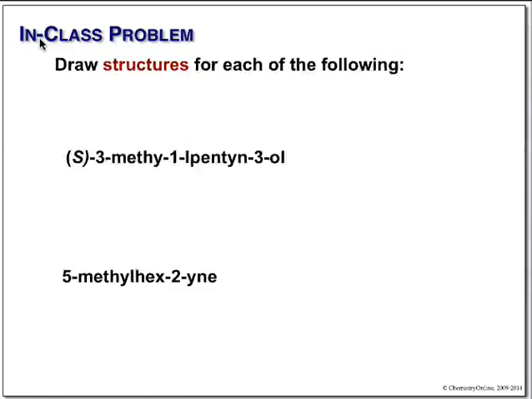Putting these together, here's our 5-carbon chain, 1, 2, 3, 4, 5. Triple bond in carbon 1, methyl and hydroxyl in carbon 3. Let's very quickly look at this just like we had before and decide if this is in fact S stereochemistry.